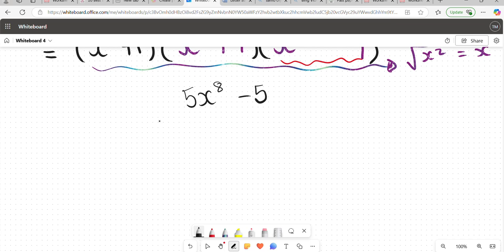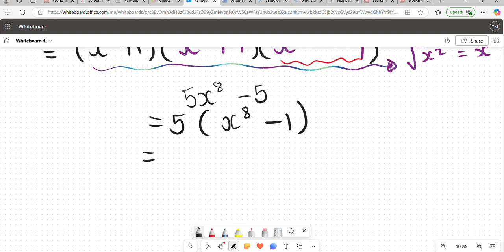But rather, we see a common factor. So let's apply common factor first. So I take out my 5. I'm left with x to the 8 minus a 1 there. So I've done common factor. And now I should be able to clearly see that this guy is a square. As long as it has an even number there, it's a square. That is subtracting 1, which is also a square. So now I have a difference of 2 squares.